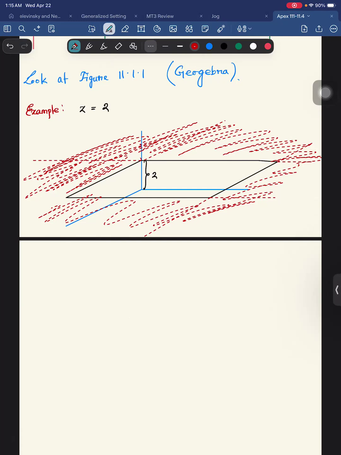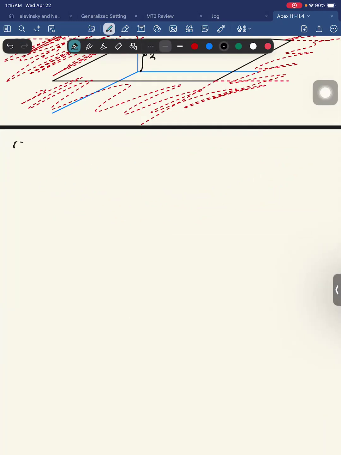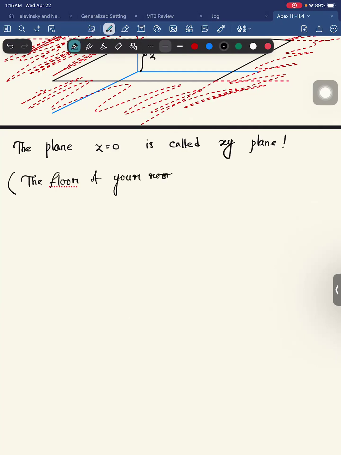So that is why we call it the xy plane. So for example, the plane z equals 0 is called the xy plane, right? Literally, if you look at your room, your floor is the xy plane. The floor of your room is the xy plane, right?